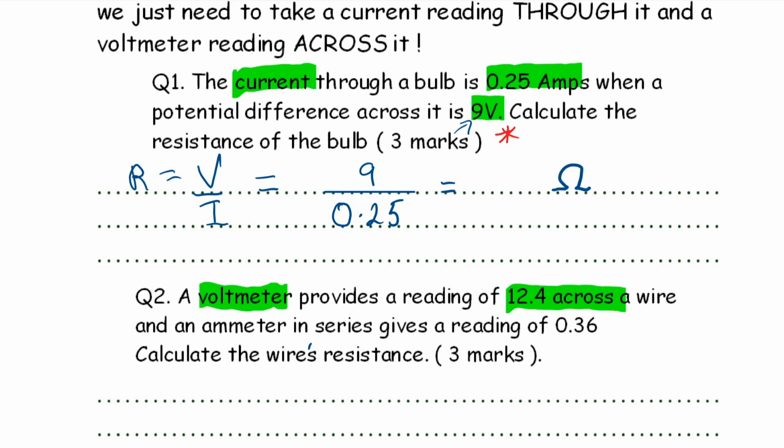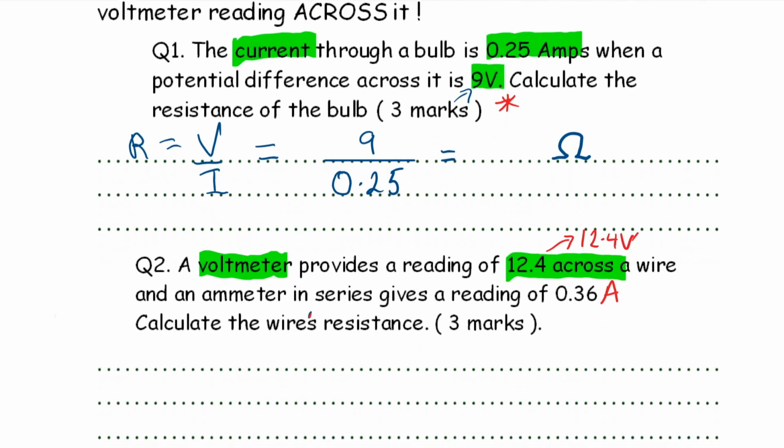Question 2. A voltmeter provides a reading of 12.4. We should have in there 12.4 volts across a wire, and an ammeter in series gives a reading of 0.36 amps. Calculate the wire's resistance. And I think you just need to add in a little apostrophe there, because, a bit of grammar for you, the resistance is the property of the wire. So, wire's resistance.